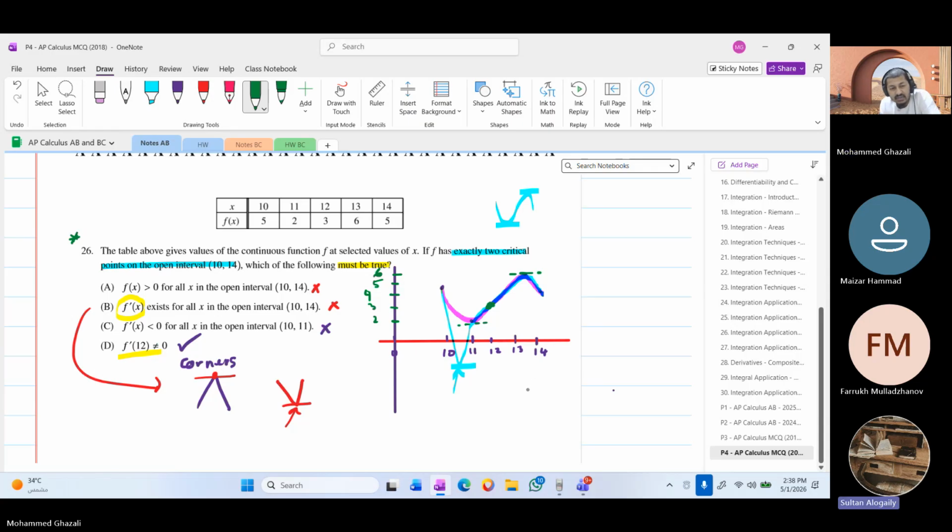So what does it mean when it says exists for all x? It means for any value of x between 10 and 14, f prime of x exists. It means that it is differentiable. Oh, I see. But now at the corner, the graph is not differentiable. Not differentiable at corners. So exists means it's not 0, basically.